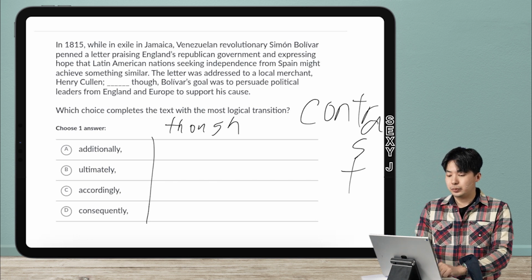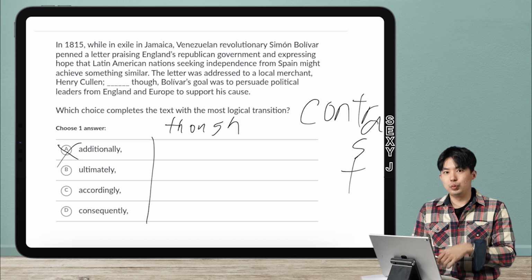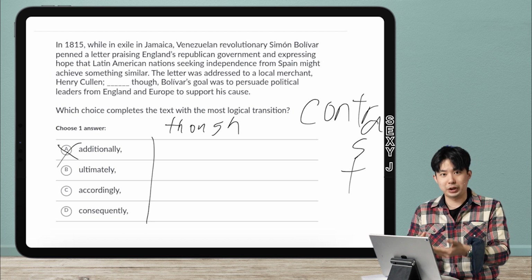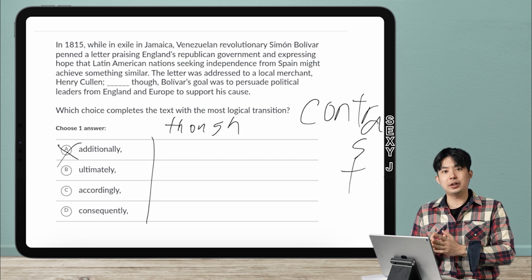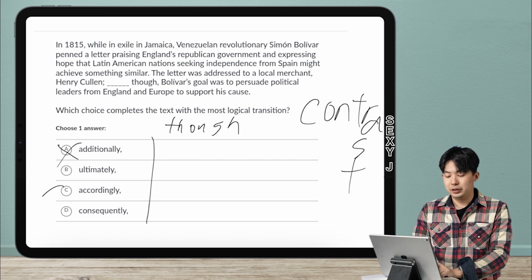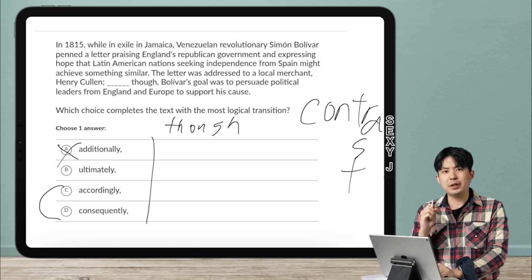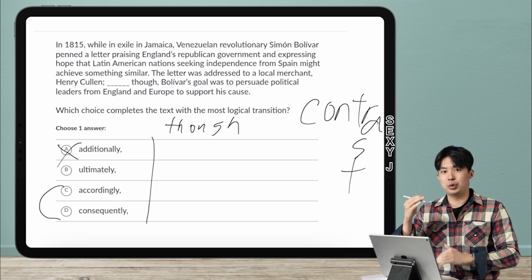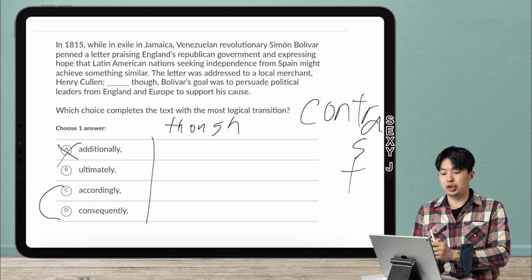Because additionally would mean, you guys know what additionally means, right? You are going along in the same direction. So it's really unlikely to be used in conjunction with though. And accordingly, and consequently, are very, very close in meaning. And when I have transitions that are very close in meaning, without one of them being more broad or more specific, really unlikely they're going to be the answer.